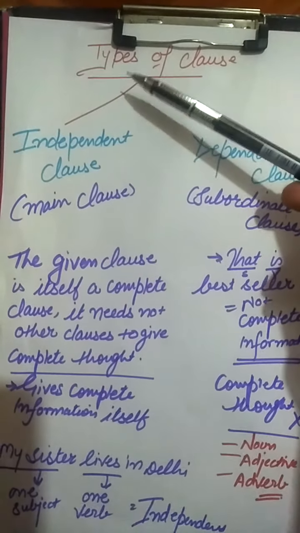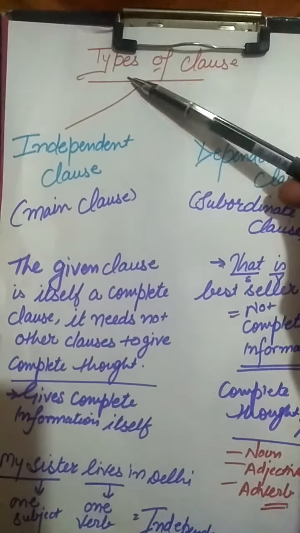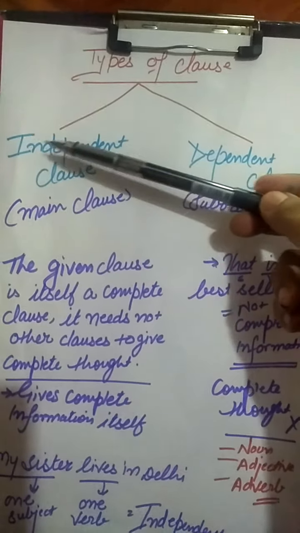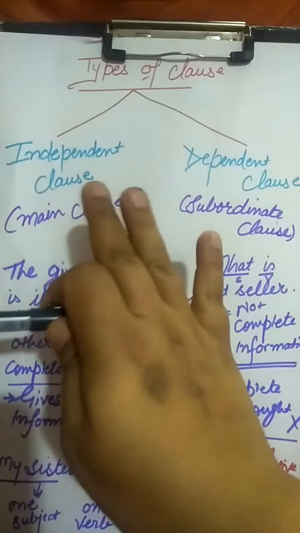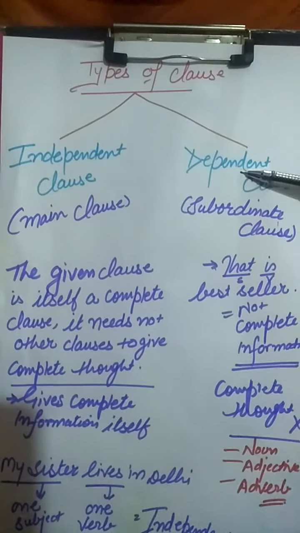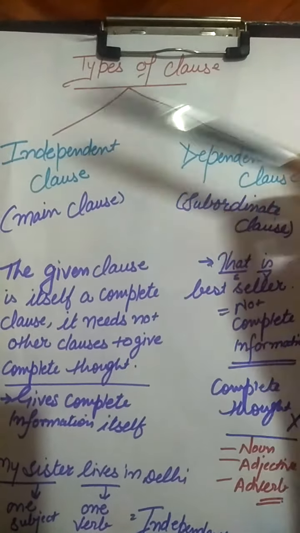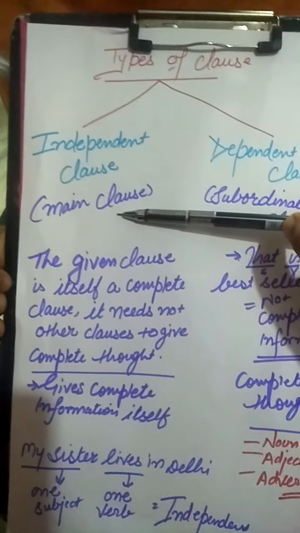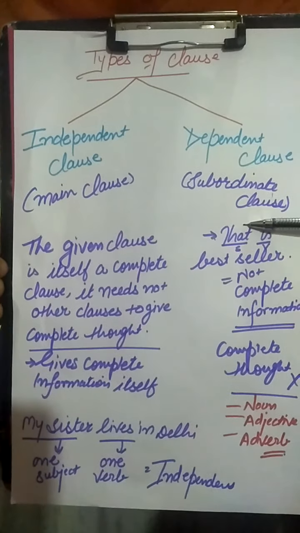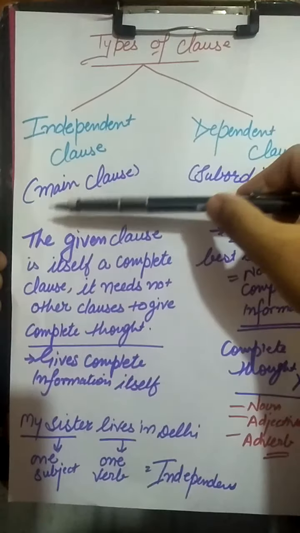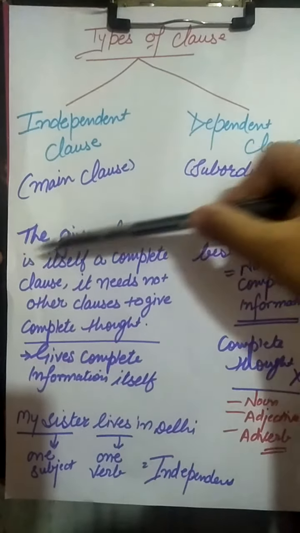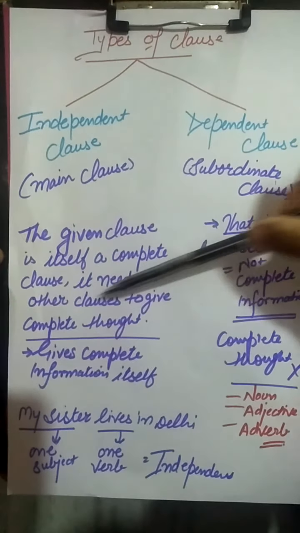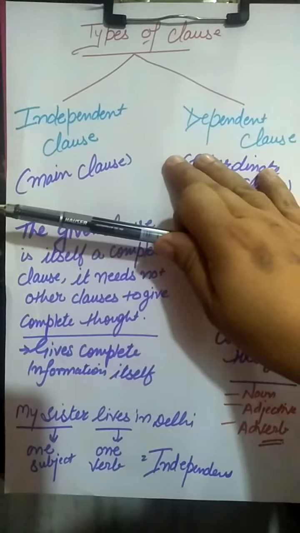So students, now it's time to categorize the types of clause. The types of clause are of two types: independent clause and dependent clause. As it is clear, independent means needing nothing, no help, and dependent definitely is depending upon something. According to our book, an independent clause is also known as the main clause, and the dependent clause is also known as the subordinate clause. An independent clause is itself a complete clause. It needs no other clause to give a complete thought, which means it is not depending upon another.